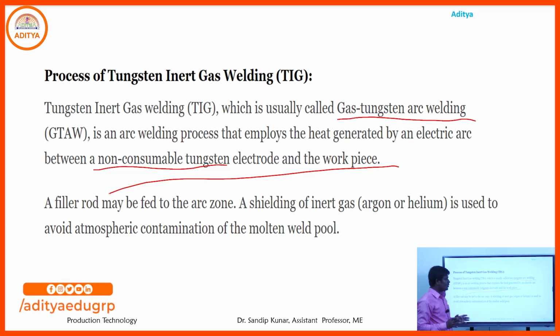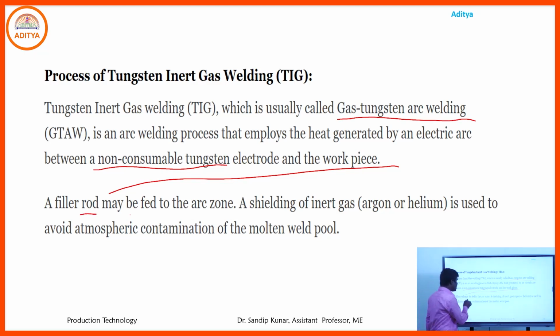We provide the current through the electrode and heat is generated at the tip of the electrode, and due to the heat the tip melts the parent metals, and due to melting of the parent metal the welding operation is done. A filler rod may be fed to the arc zone. Sometimes, as per our requirement, we use the filler rod.